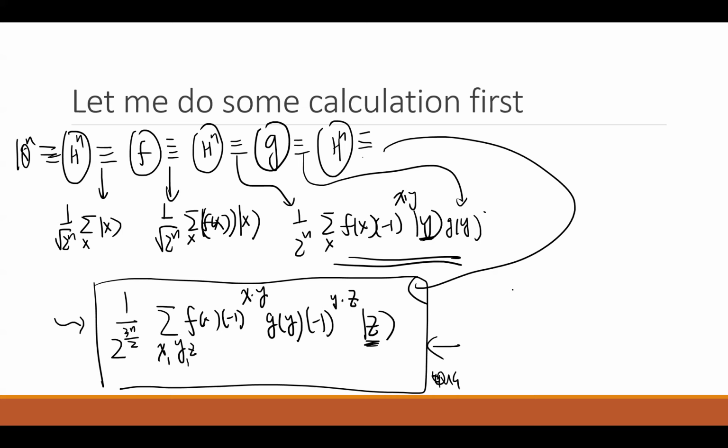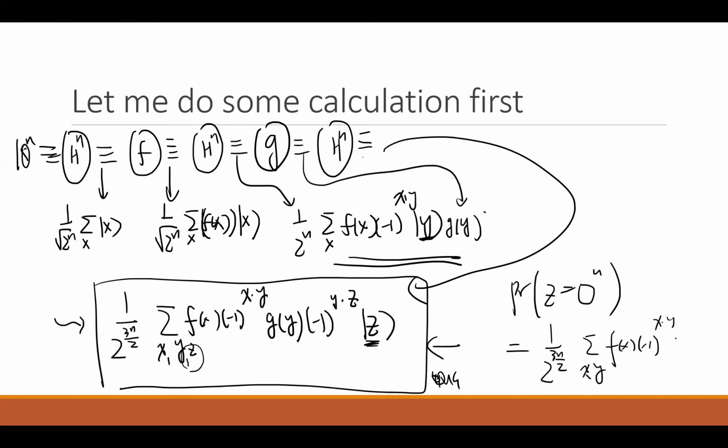So what's the probability that I get z to be 0? Which is I just plug z to be 0, right? So I get 1 over 2^(3n/2), summation over x, y, right? So you don't care about z. So f(x), (-1)^(x·y), g(y). We take the square of this, so this is the Forrelation Φ_fg squared. Okay, so this is the proof.